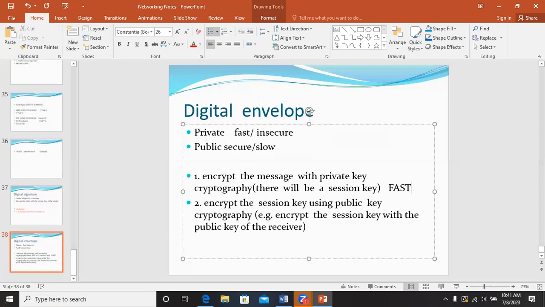So it's just small. That small session key, we can encrypt it with the public key of the receiver using public key cryptography. Because it's small, it will still be relatively fast compared to using public key cryptography to encrypt the whole message. So this one too will be relatively fast, and secure.